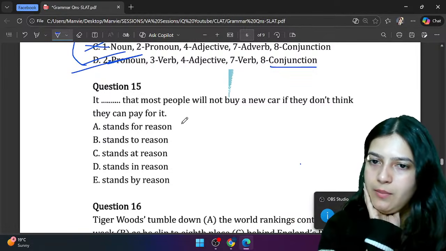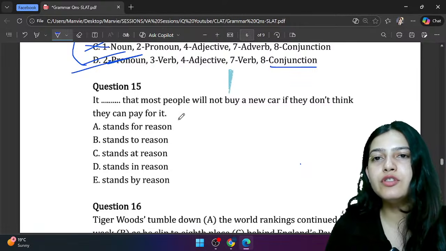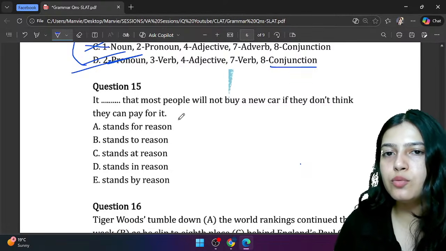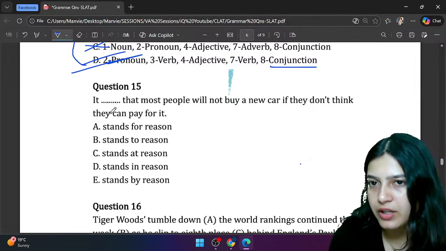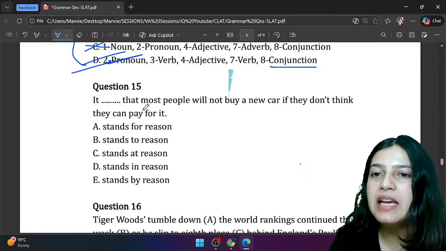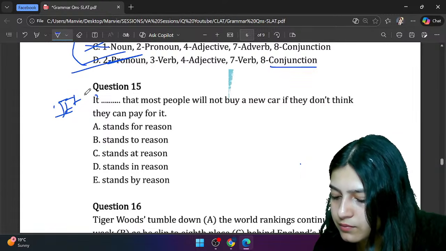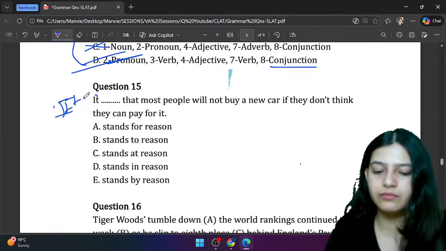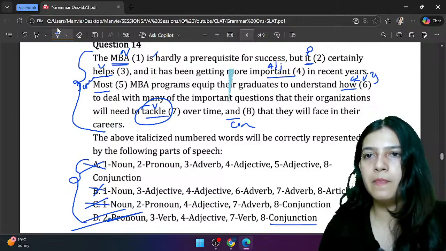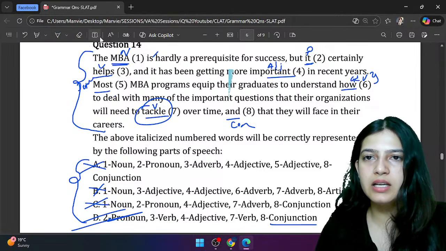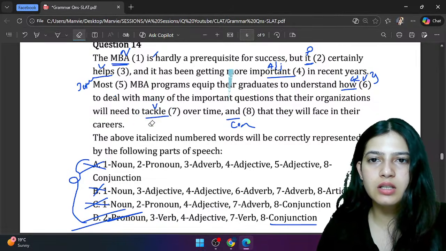Okay, here is question number 15. Question number 15 says that most people will not buy a new car if they don't think they can pay for it. Sorry, not if, I'm so sorry, it's it. Okay, sure. This is the correct question. Please, if you want to take a screenshot, you can take the screenshot. Okay.